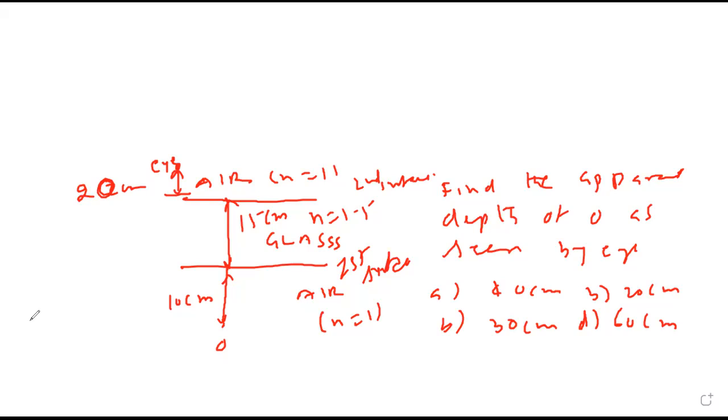We have to find the apparent depth of O as seen by the eye, which is at 20 centimeter at the topmost point. So I'm just clearing this diagram to see the surfaces. From here, light should start and enter in the eye so that the person can see this object. So for this first surface, this is N2, this is N1. From the surface ये D 10 centimeter हो गया. अब इसका apparent depth देखेंगे.